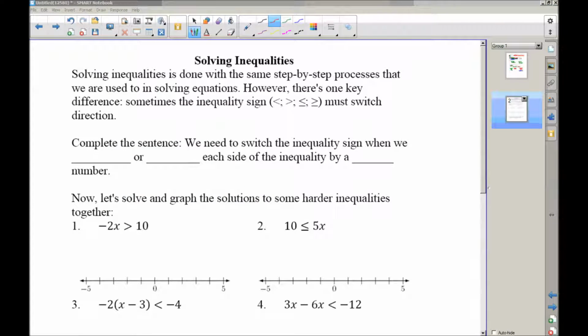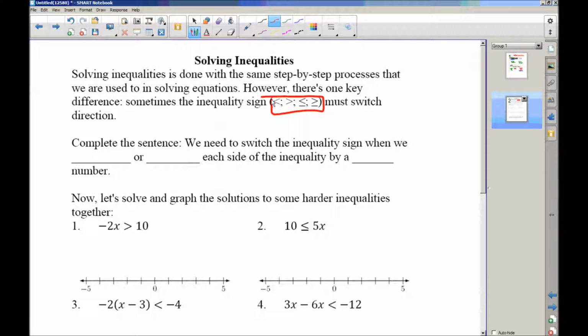Second page, solving inequalities. Solving inequalities is done with the same step-by-step processes that we use to solve equations. However, there's one key difference. Sometimes the inequality sign, less than, greater than, less than or equal to, greater than or equal to, must switch directions. Okay? So let's get the reason why, and then we'll go back and look at an example.